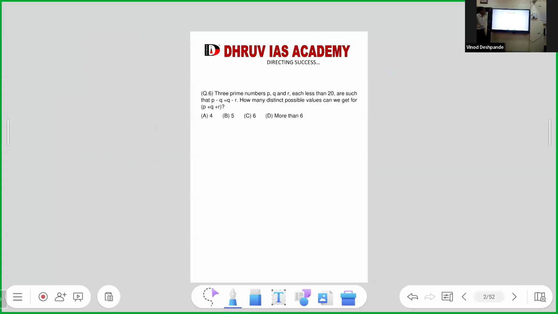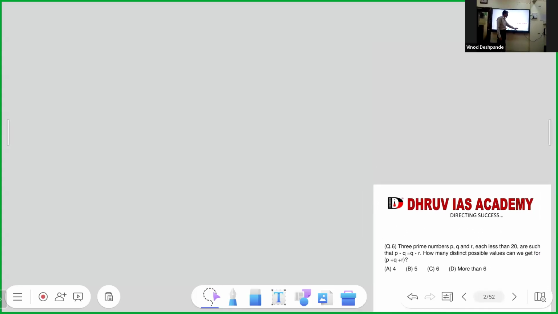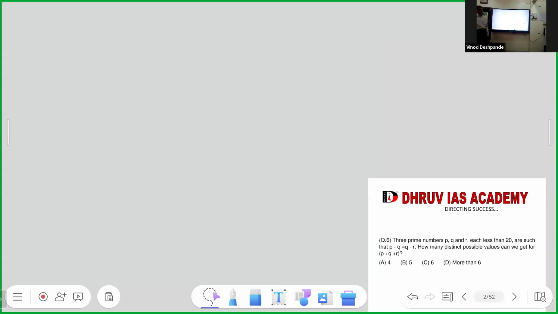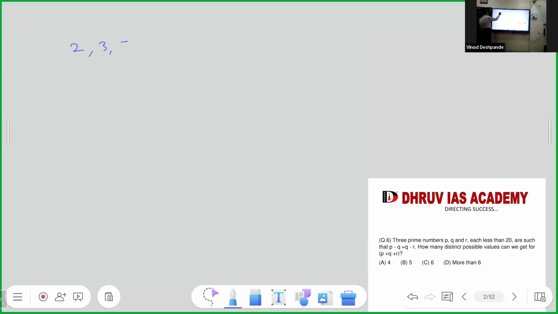The second question: 3 prime numbers P, Q, R each less than 20 are such that P minus Q is equal to Q minus R. How many distinct possible values can we get for P, Q, R? So here basically we have to restrict ourselves only to the prime numbers below 20. Prime numbers below 20, as we know, are 2, 3, 5, 7, 11, 13, 17 and 19. So there are 8 prime numbers below 20.